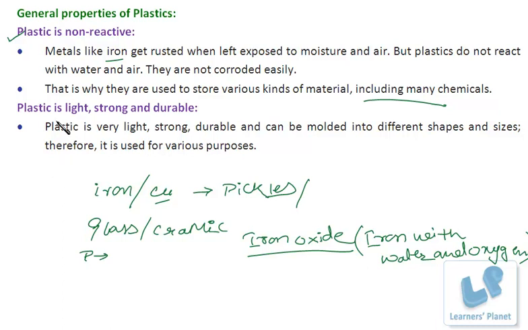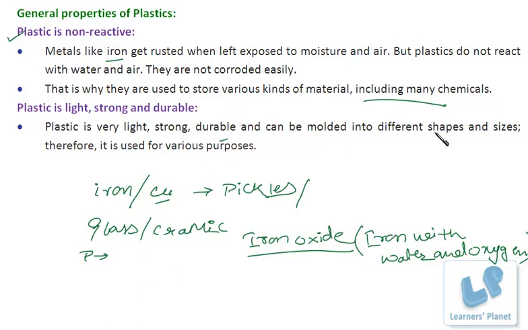The other one is that plastic is light, strong and durable. It is also light in weight. In earlier days, I don't know if you have seen it or not, but I have seen my grandmother or my mother keeping pickles in ceramic vessels. They used to be very heavy, but compared to those ceramic vessels, plastics are very, very light. They are strong also. Even if a plastic container falls by mistake, it will not break. But a ceramic container or a glass container will break.